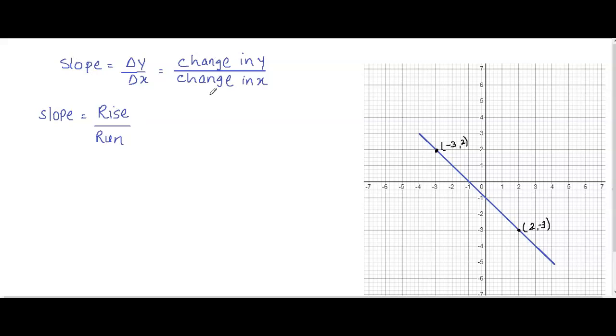Slope is written as change in y over change in x. This is just a different form of writing change in y over change in x. We call it delta y over delta x. So the slope is the difference in the y value over the difference in the x value. And we usually call it rise over run.